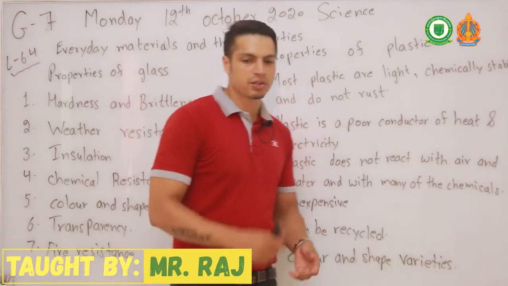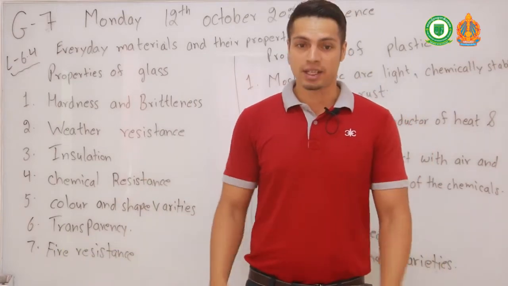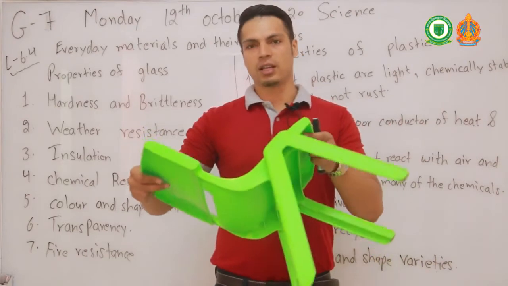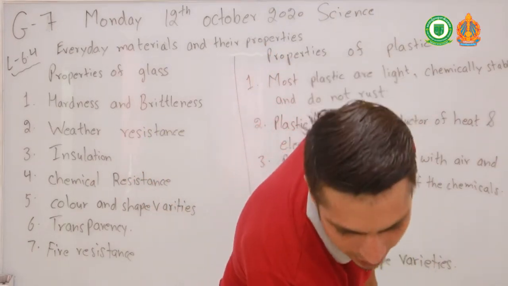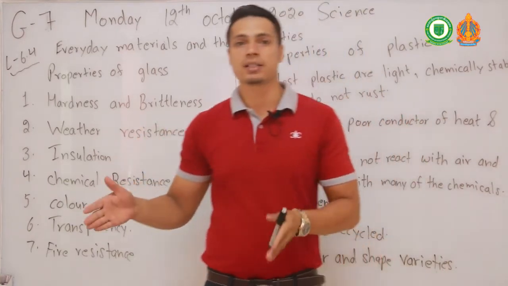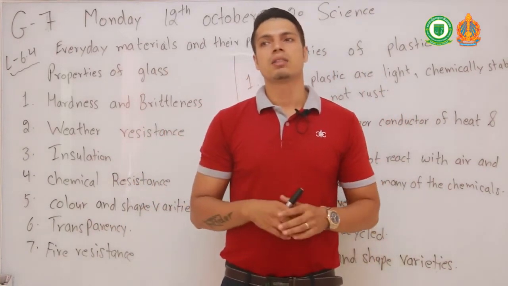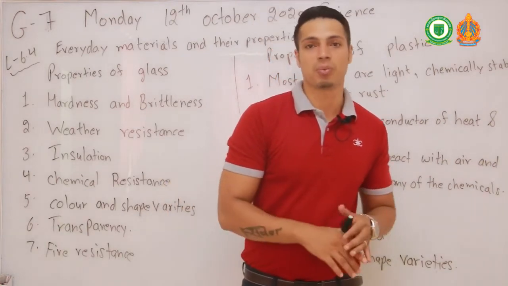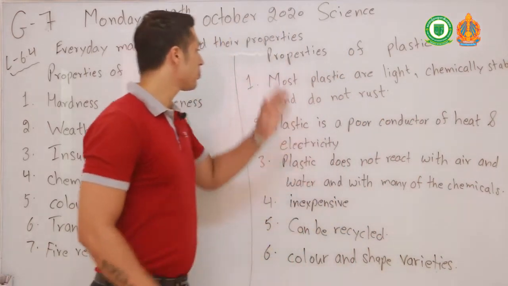So where is plastic used? Plastic is used in many ways. More than glass, we use plastic, okay. Like this chair is made out of plastic, hard plastic. And there are many kinds of plastics. Some are hard, some are soft, but all of them share almost the same properties. So let's talk about the properties of plastic.